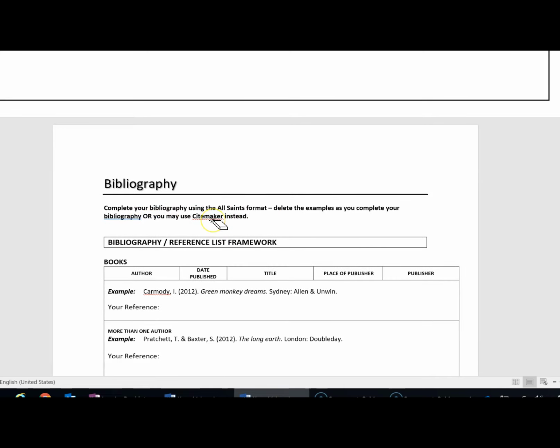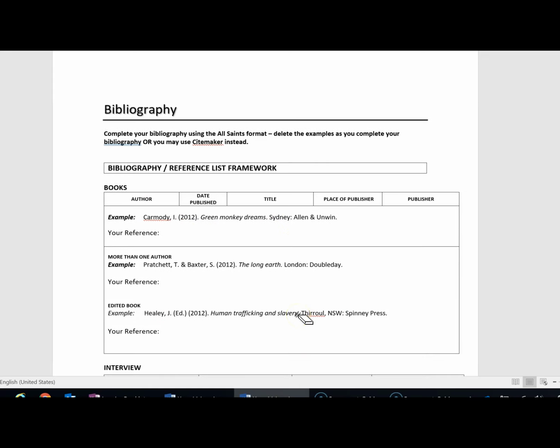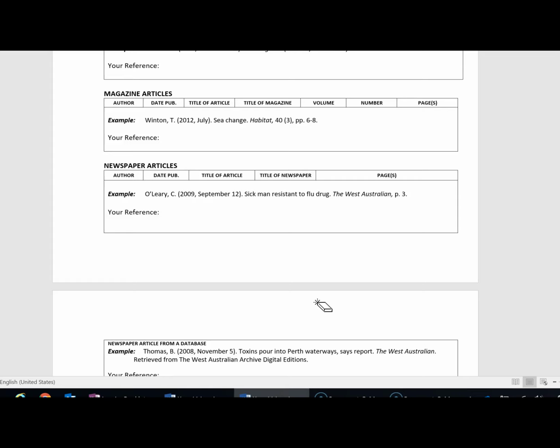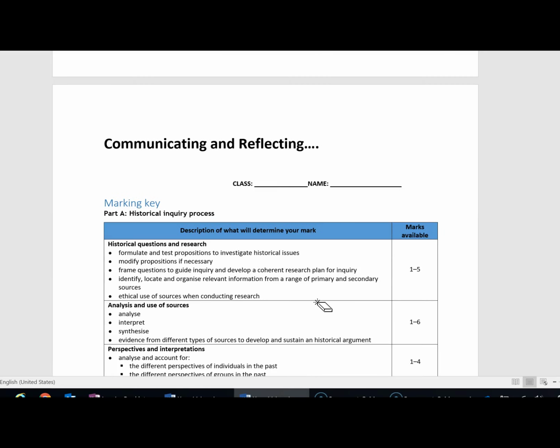And you can either use SiteMaker, which is absolutely the best thing to use to get that nice big mark on your bibliography, or you can use this template here. Just make sure you rub out this stuff. My little eraser. Okay, so let's go down and have a quick look at the marking key.